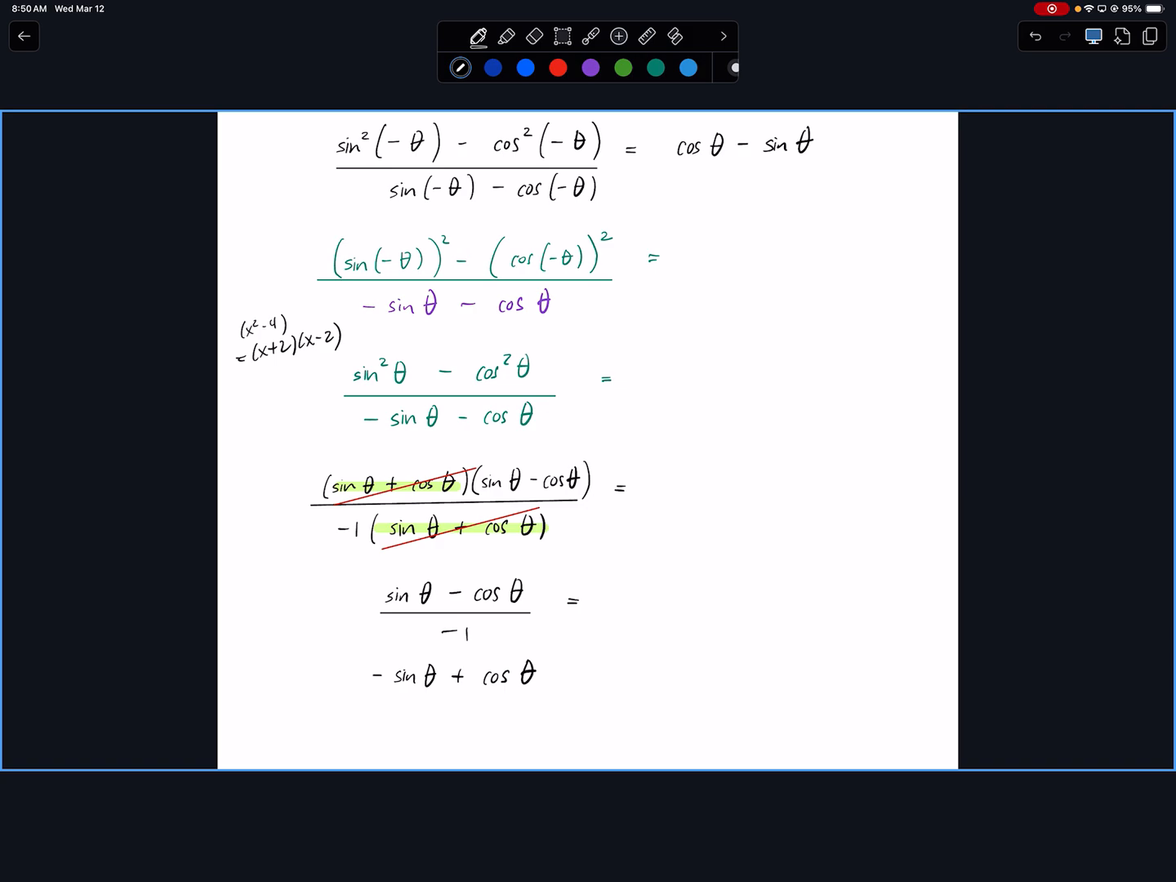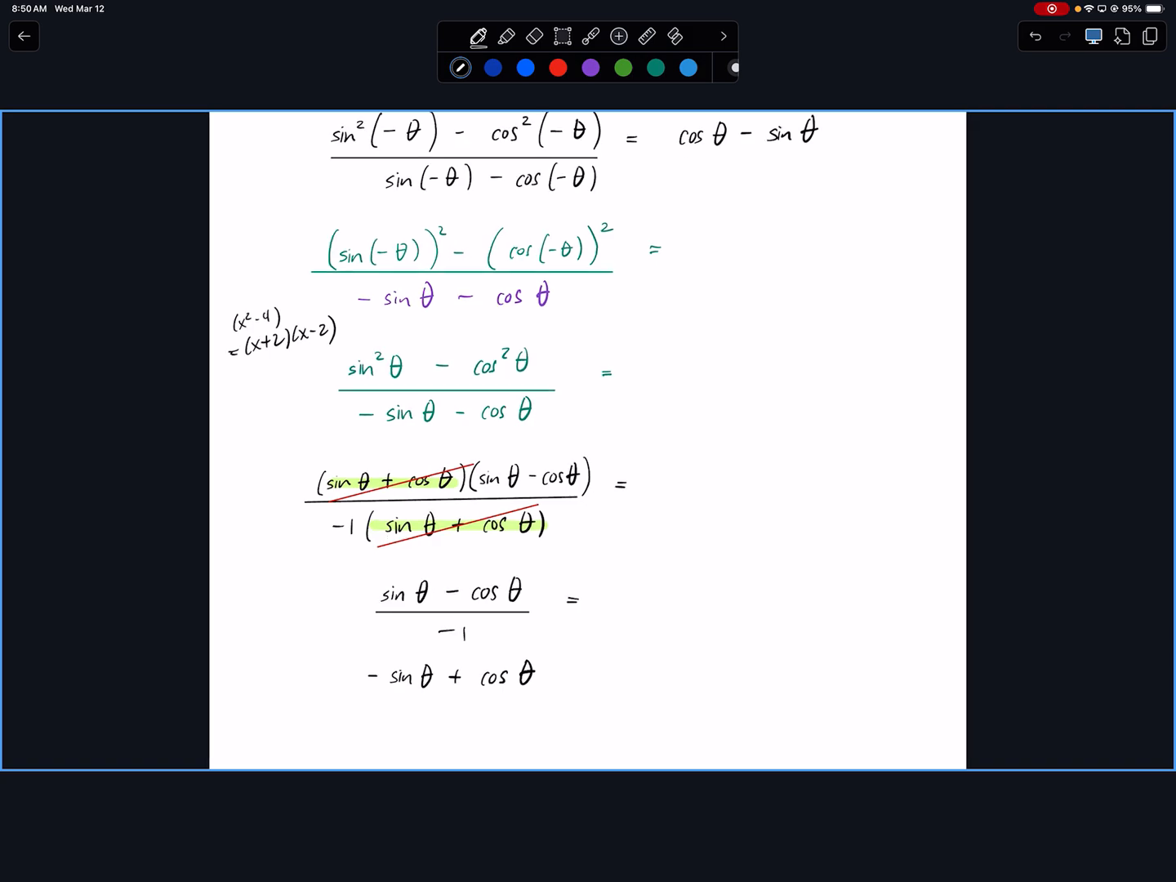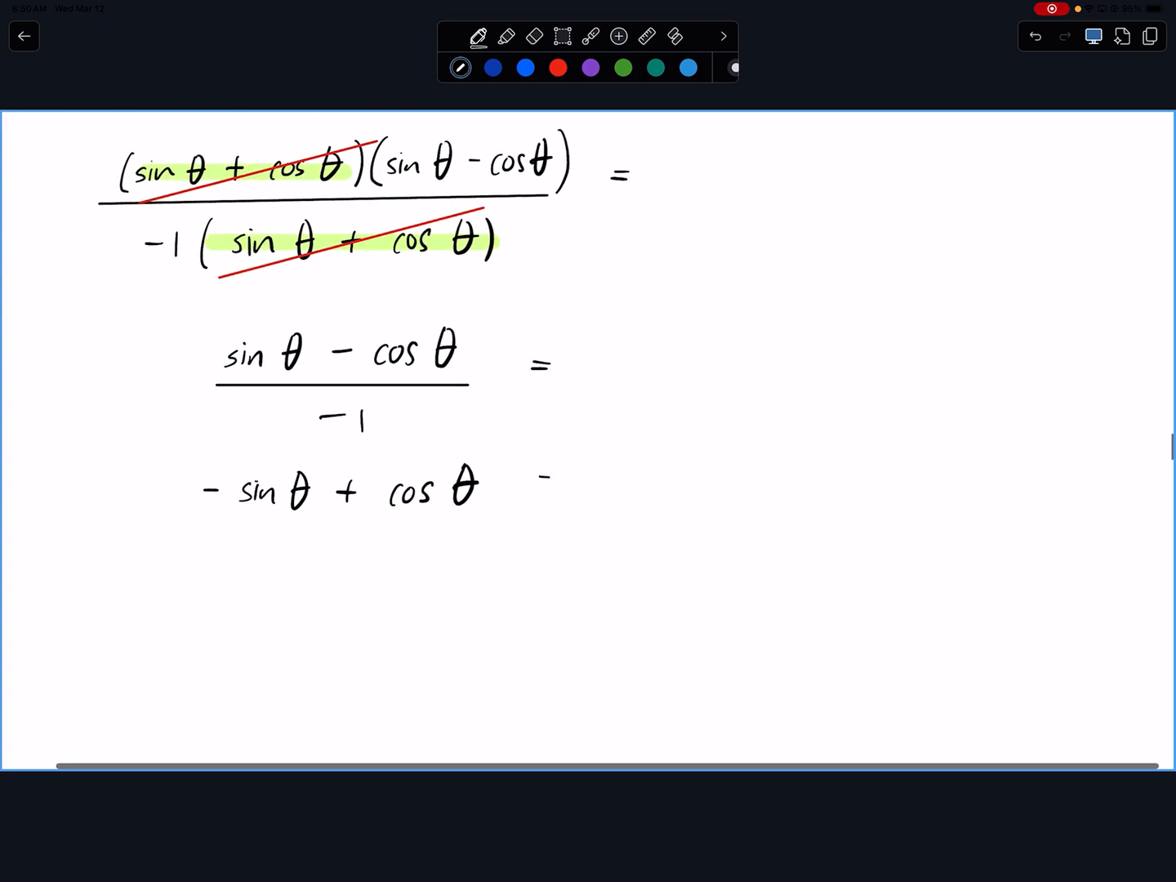Positive cosine theta, negative sine of theta. So these are the same thing. So equals cosine theta minus sine theta. Put your little trademark, and you're good.